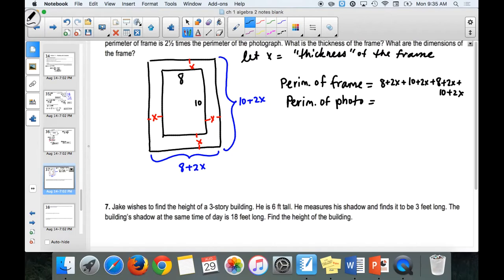All right, so we get a total of how many x's? So we had 18 plus another 18. No, not x's. So 2x, 2x, 2x, 2x. So 8x. And then we had 18 plus 18, so plus 36. Did you guys get that for the perimeter of the frame?